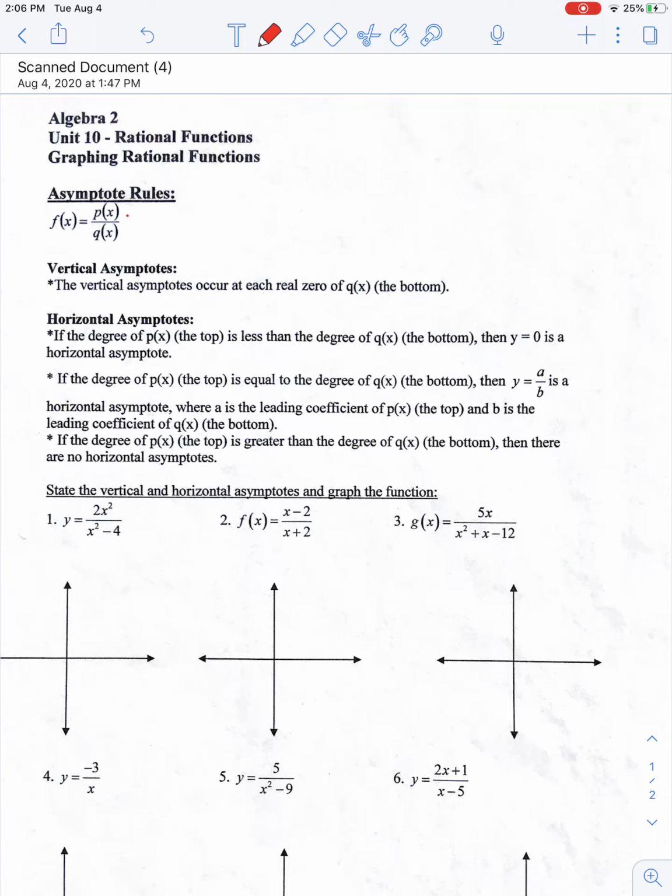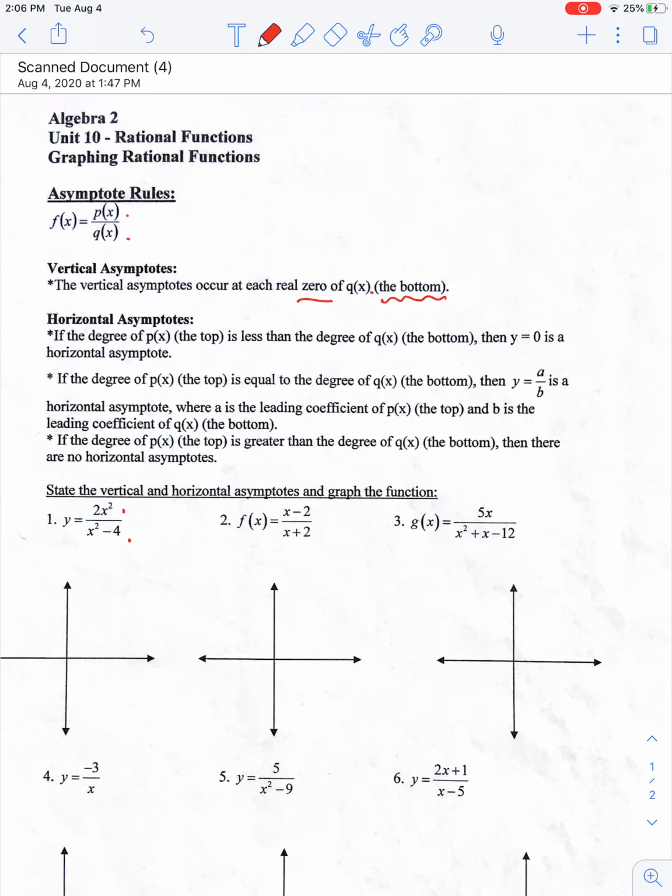Asymptote rules. So we're going to let P of x be the top function and Q of x be the bottom function. So if I look at number 1, P of x is going to be the 2x squared, and the Q of x is going to be the x squared minus 4. Okay, so it sort of looks at them as two separate functions. To find the vertical asymptotes.